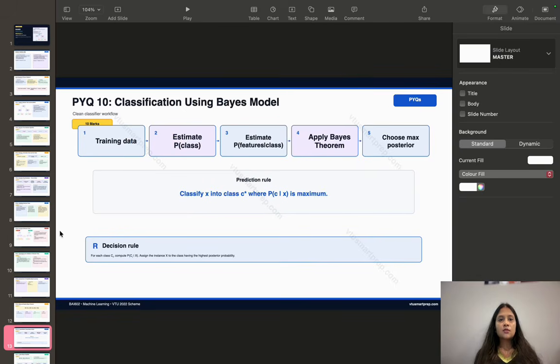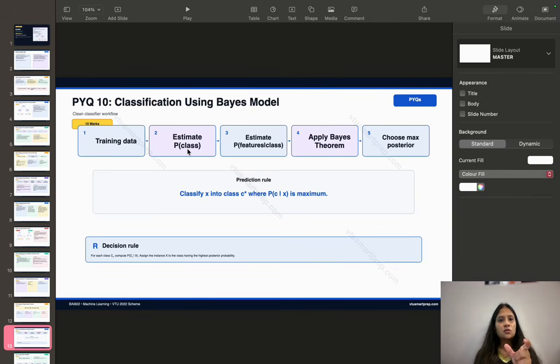Moving to the next question: classification using Bayes model. Here you have the formula, and these are the steps followed for classification using the Bayes model. This is the algorithm for the Bayes model. It is going to train on the data or the samples, then estimate the P of class, and then estimate the P of feature given class. Then it applies the Bayes theorem using the mathematical formula, and then it is going to choose the max posterior. These are the algorithm steps which you can remember to write for the theory question.